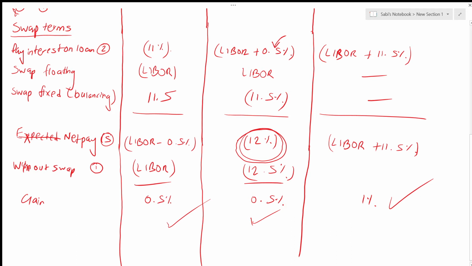Even if you don't have to calculate the gain, I just wanted to show you. Okay, the main thing is your net pay, your expected outcome, has to be the same. That's it. Once your expected outcome after swap terms is the same, it's correct.